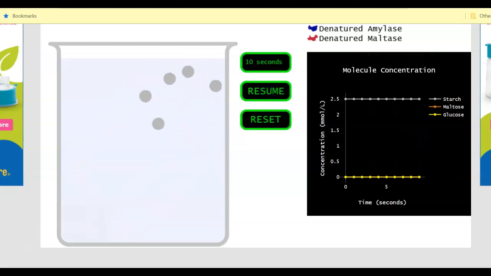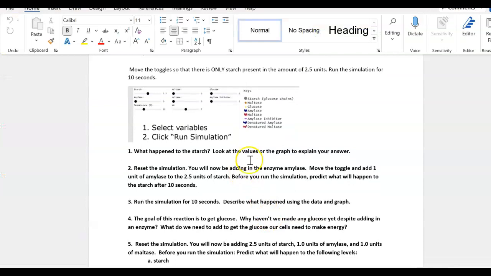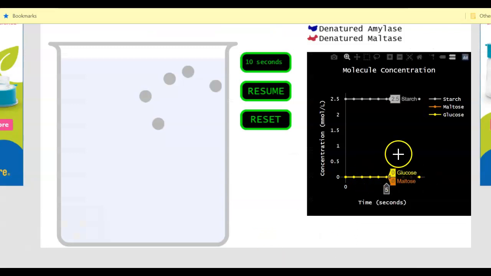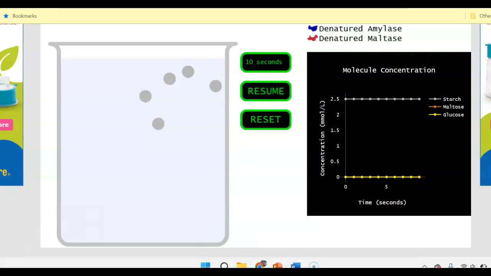Then you're going to answer the questions. What happened to the starch? You can look at the values on the simulation. Did the starch change? Is there more of it? Is there less of it? Did it stay the same? Did anything happen to it? So you will answer that question.